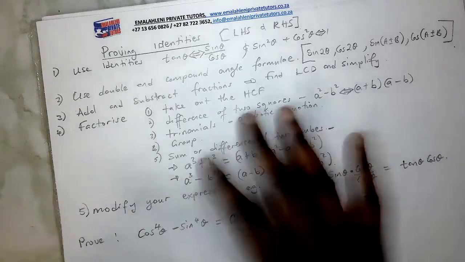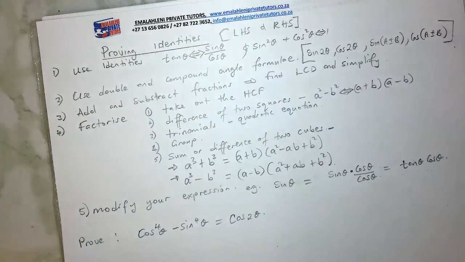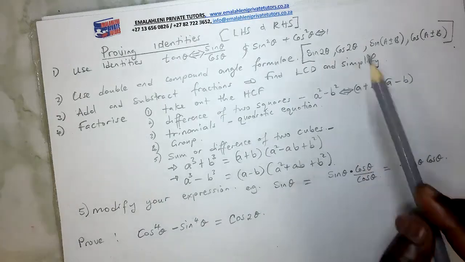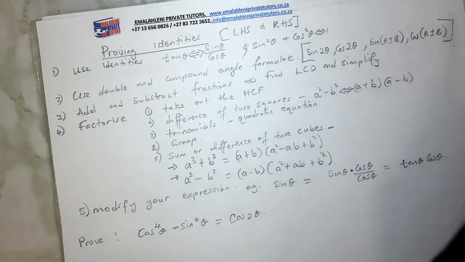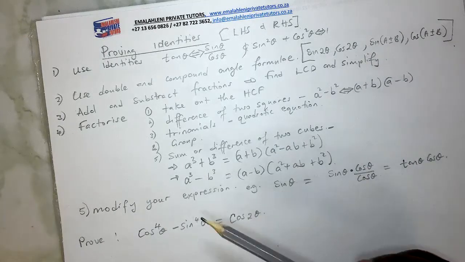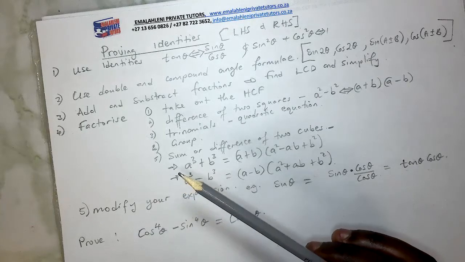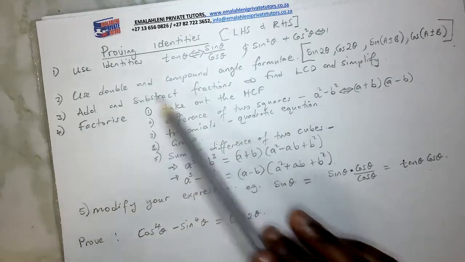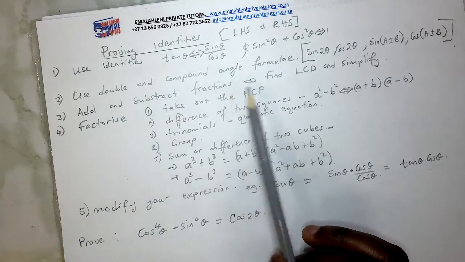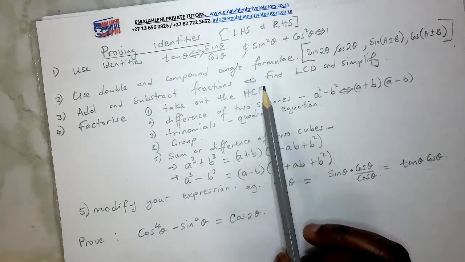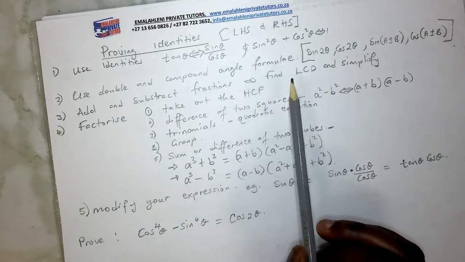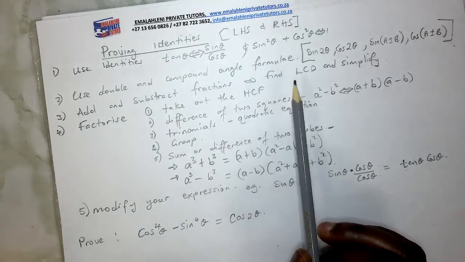So you must make sure that you deal with these identities as well. But now another thing again is that you use double and compound angles. The double angle sine 2 theta, cos 2 theta, the sine a plus theta, cos a plus theta as well. Then the major thing that you must also understand here is addition and subtraction of fractions. So you must be able to add and subtract fractions by finding the LCD, the lowest common denominator, and simplify it.